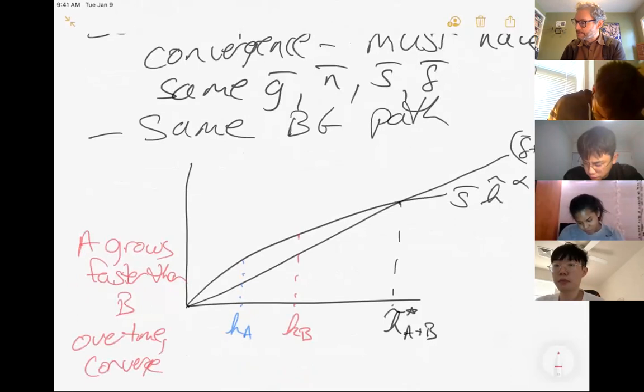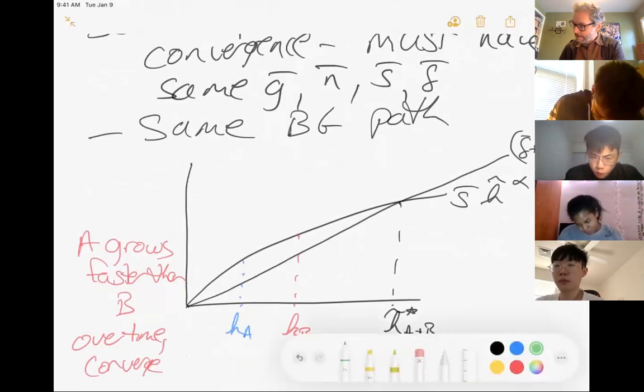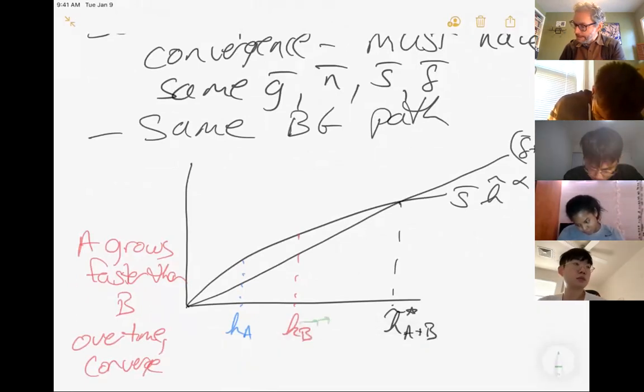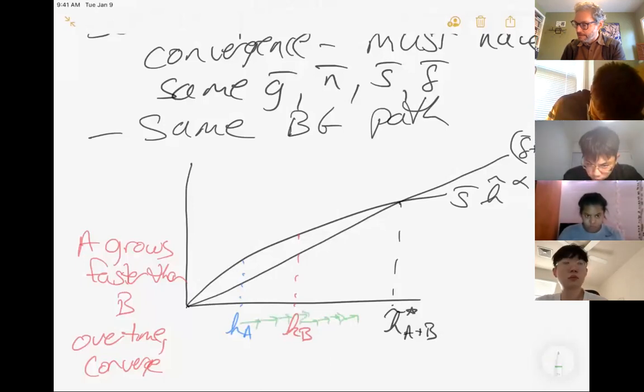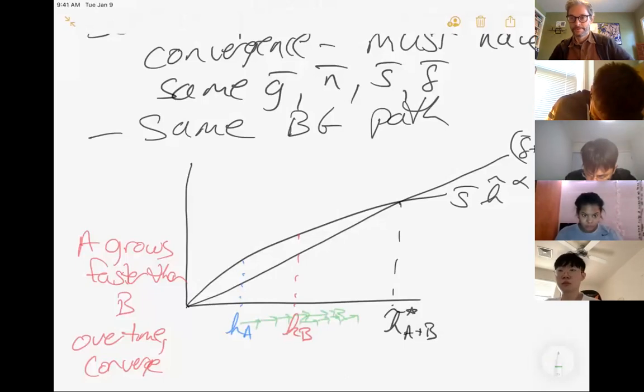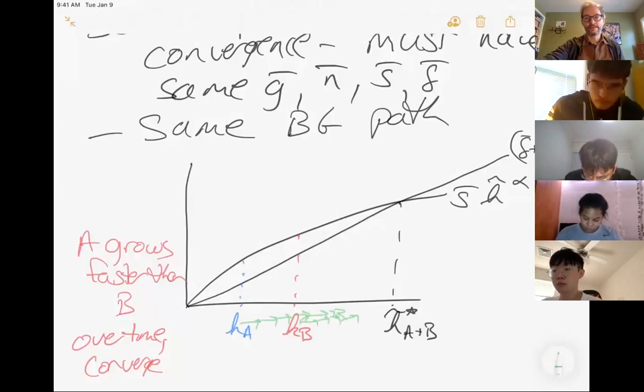So you think about how this would play out over time. B is going up, but remember, because B is richer, it's growing slowly. And A is poor, so it's going to grow faster, right? And so, you play this out over time, and eventually, right at the finish line, B is going to catch up, right? The closer you get to that balanced growth path, the more the income levels between these countries converge.